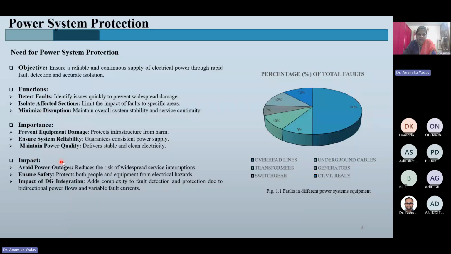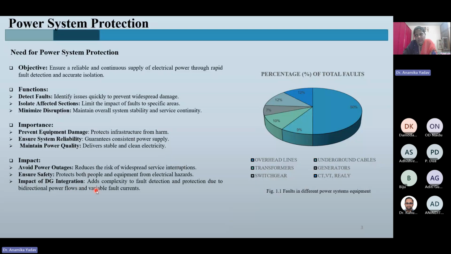And basically the main impact is, if a fault occurs in a system, it will cause a power outage. So we want that the duration of power outage should be reduced. So for that we must be able to detect the fault as fast as possible, and finally isolate the faulty part from the healthy part, so that the power can be resumed. Power restoration can be done as early as possible, and it will also ensure safety.